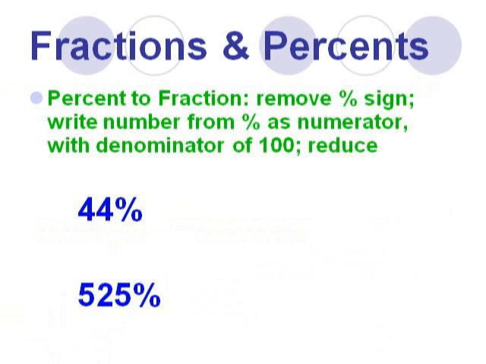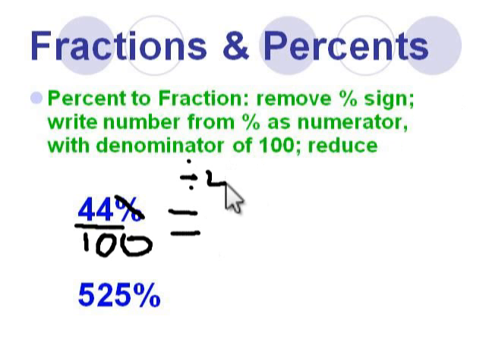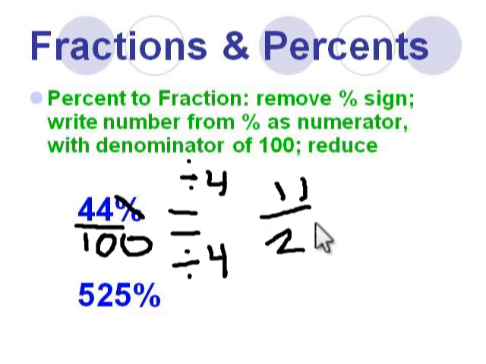Changing a percent into a fraction is super duper easy. You basically just remove the percent sign. You put 100 underneath whatever the number is that is the percent, and you put it in lowest terms. So since I can divide both of these by 4, divide the numerator by 4, and I get 11. Divide the denominator by 4, and I get 25. So I end up with 11 25ths.